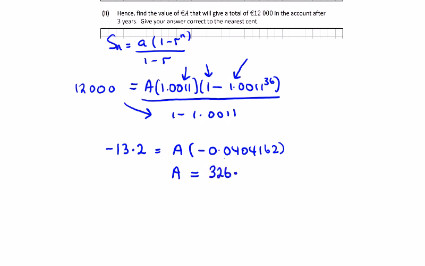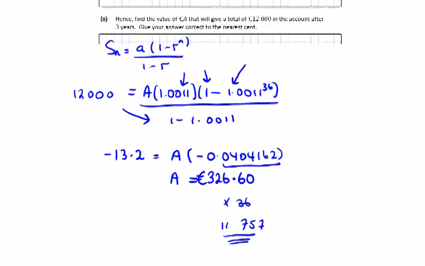I might have rounded off here, maybe a bit too early. It is nearest cent, but I'm getting 326.60 for the amount that you would have to invest. So if we just estimate here 36 months by 326.60, if we multiply that by 36, we get 11,757. So that does look like it'll be 12,000 in the account at the end of 3 years. Tiny amount of interest applied.